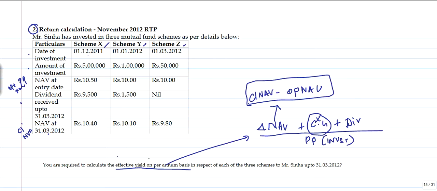This is the yield. What is the effective yield on per annum? We get this for less than 365 days, right? So whatever percentage we get, we have to multiply with 365 divided by the number of months or the period. This will give the effective yield on a per annum basis. That's it.